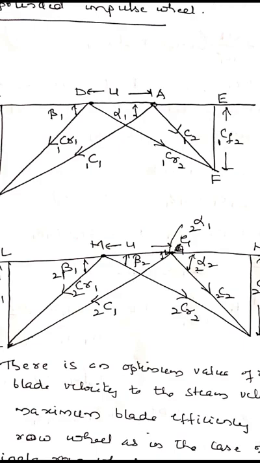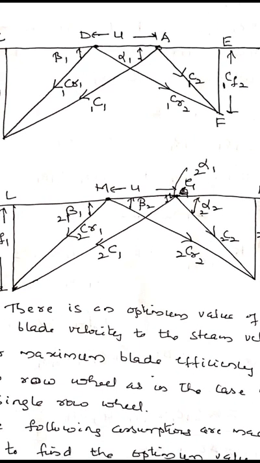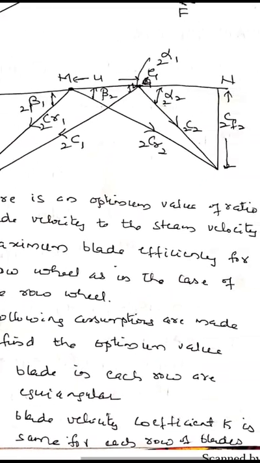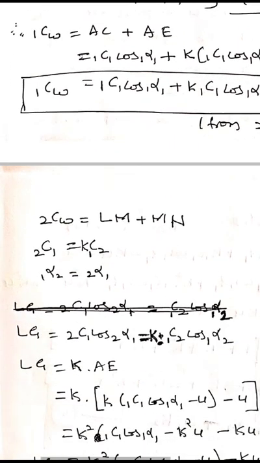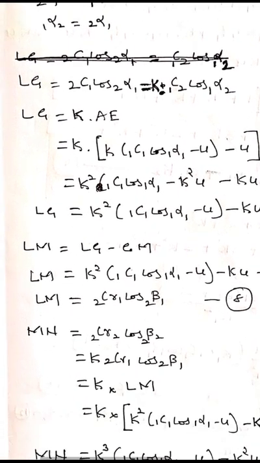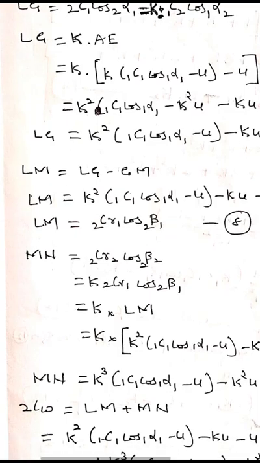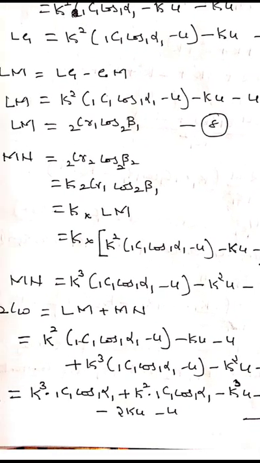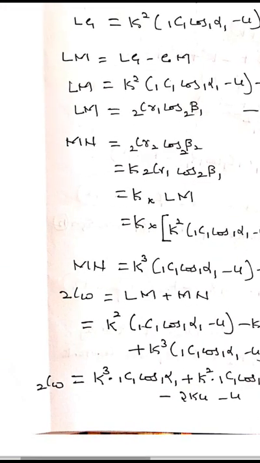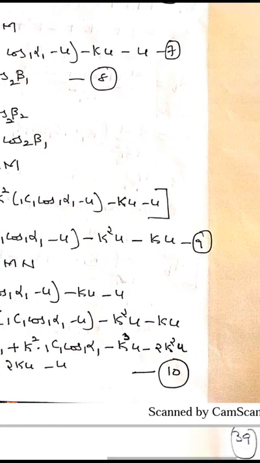So Lm you have already found out from equation 8. Substitute here and get the value of Mn. Mn equal to K into Lm, and Lm is from equation 8. So we'll get the Mn value. Then Mn is like this, given by equation 9.